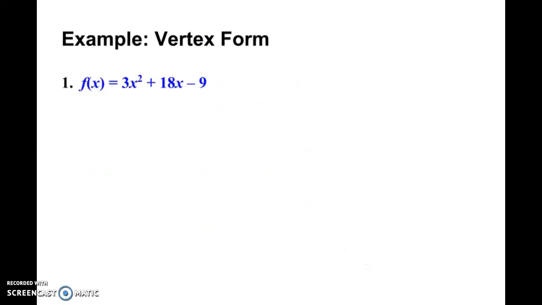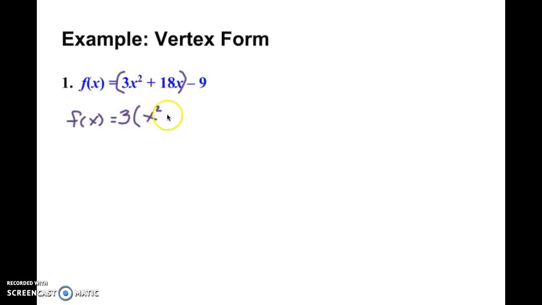All right, here we have our first example, and it's f of x, or y, equals 3x squared plus 18x minus 9. Now, the first step says we're going to look at these first two terms, and I'm going to factor out or divide them by this 3. So I'm going to rewrite f of x equals, and I'm going to move the 3 out in front of the parentheses. And when I divide 3x squared by the 3, it just leaves x squared. And that's always the goal, is to just get this to be an x squared by itself.